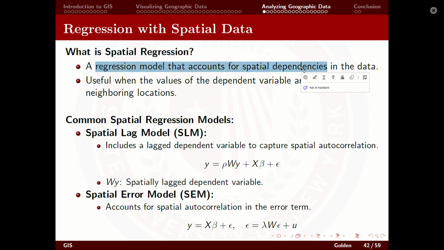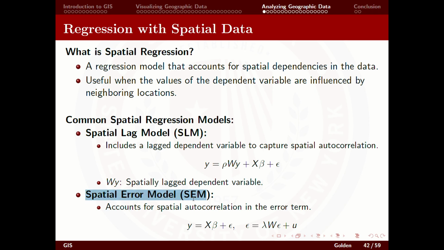So a regression model, what is spatial regression? Spatial regression is a regression model that accounts for spatial dependencies in the data. It's useful when the values of dependent variables are influenced by neighboring locations. So a pretty common geospatial regression is the spatial lag model. We basically have a lagged variable to capture spatial autocorrelation. So here WY is a geospatially lagged variable which accounts for the surrounding area to your particular location.